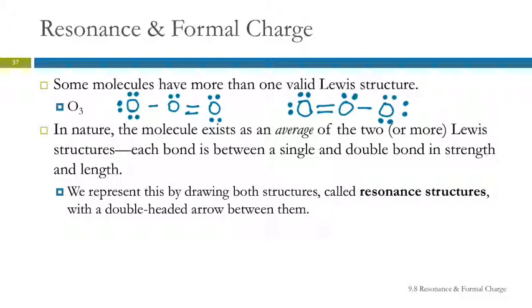So what do we do? Well, we draw the 2 structures and we put a double-headed arrow in between. And these are called resonance structures, which is kind of an unfortunate name, because I don't know about you, but that makes me think of it resonating back and forth between the 2 structures. And that's not what it is. It's actually an average, a combination of the 2.